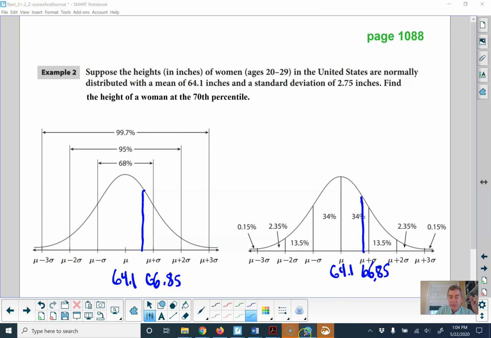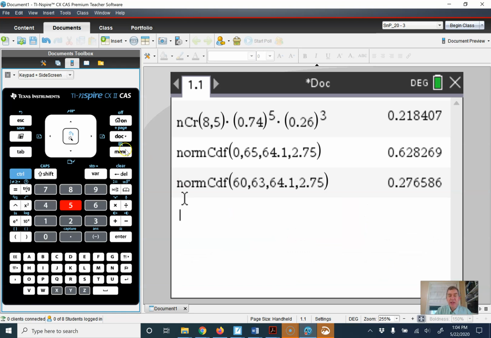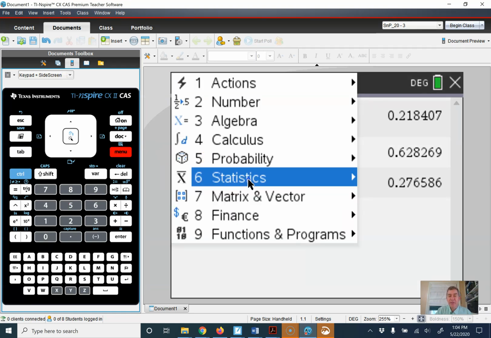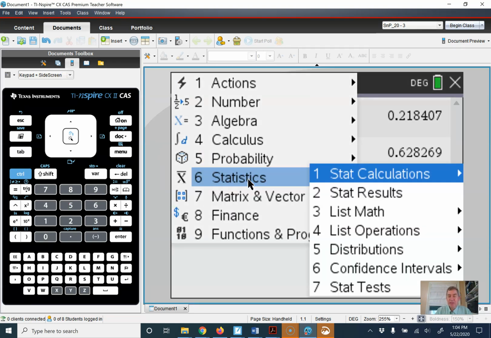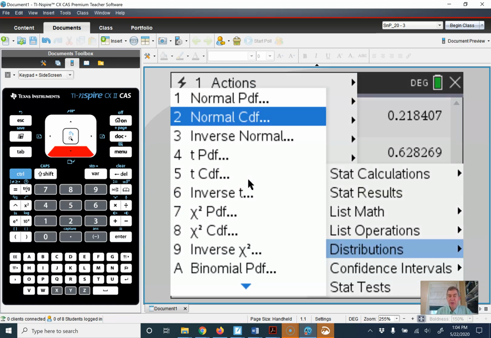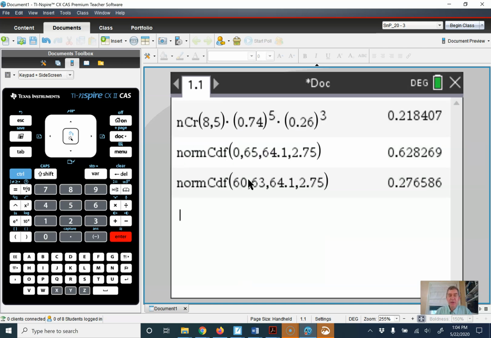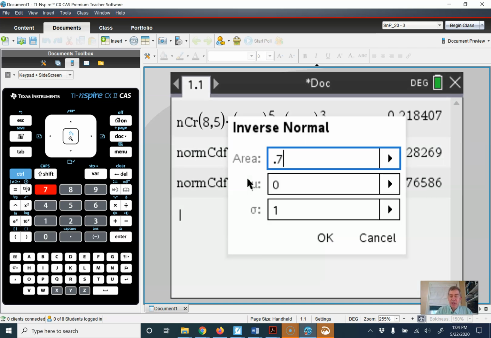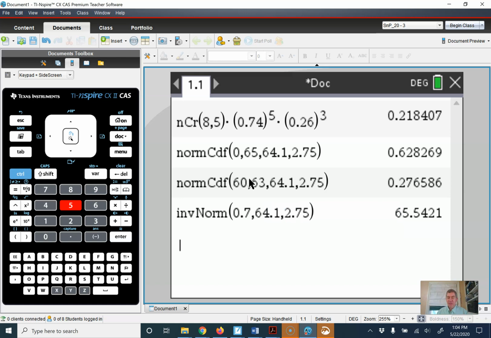Let's run the numbers. In this case, you know the percentile, you're going for an inverse normal. Menu statistics distributions, and in this case, the inverse normal. Choice number 3. 70th percentile is 0.70 for the area. The mean, 64.1, the standard deviation, 2.75, and here we go. It tells us that at the 70th percentile, that person is 65.5 inches tall, 5'5.5".